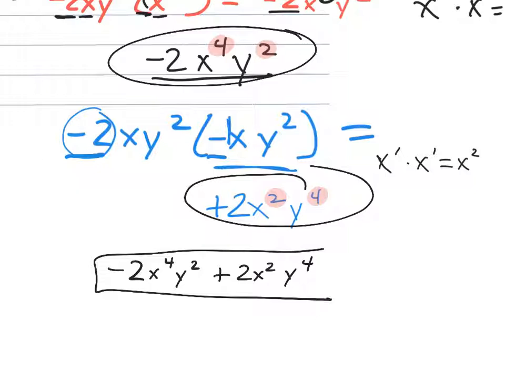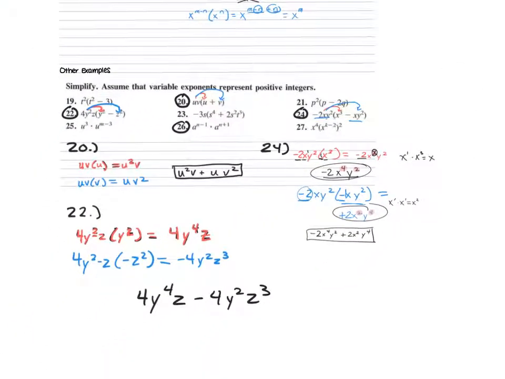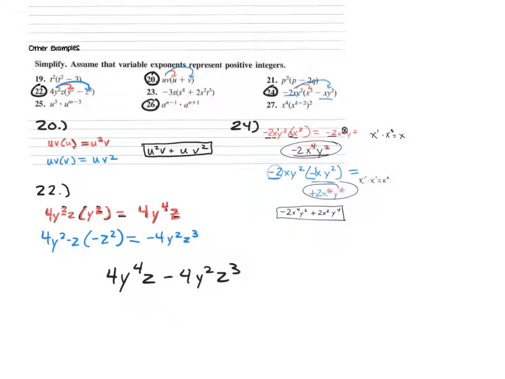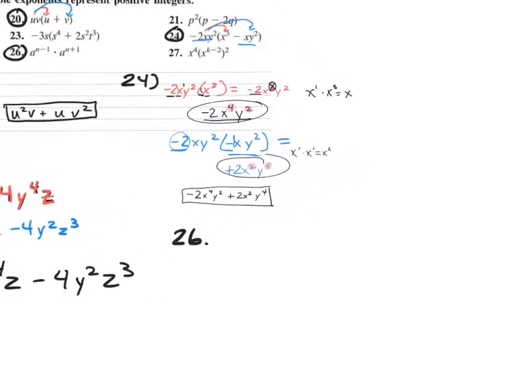Final answer. You may clap now. We'll save that for the end. Amazing performance. All right, I'm a certified genius. All right, number 26. Who's doing 26 for us, Abel?